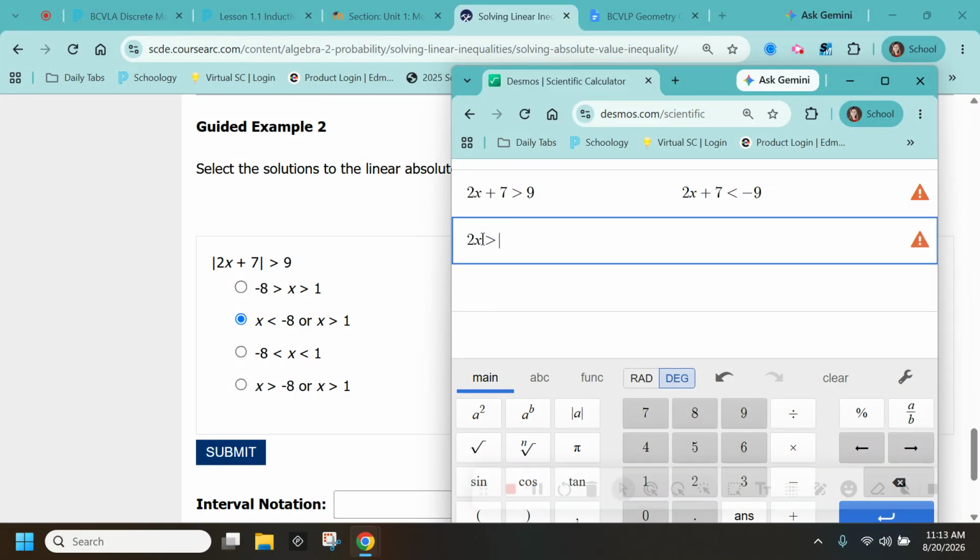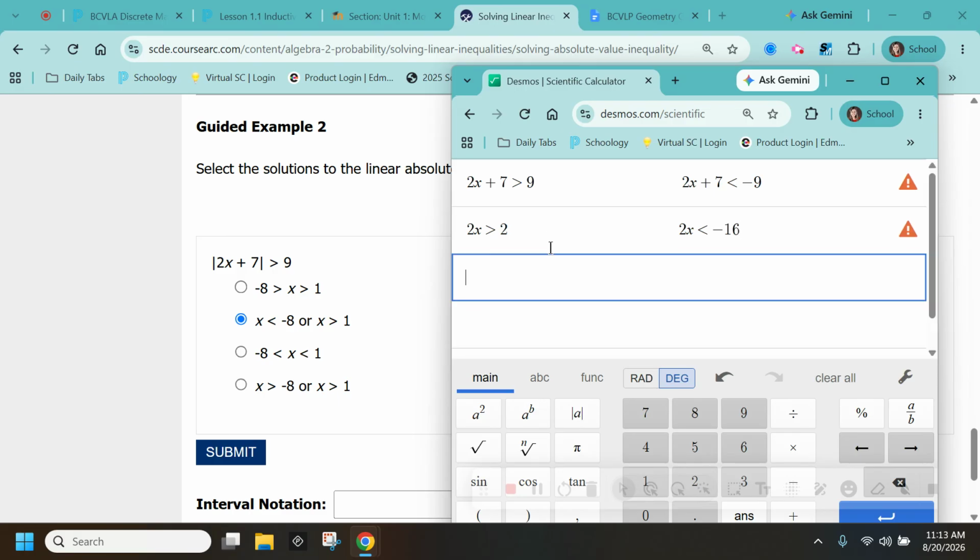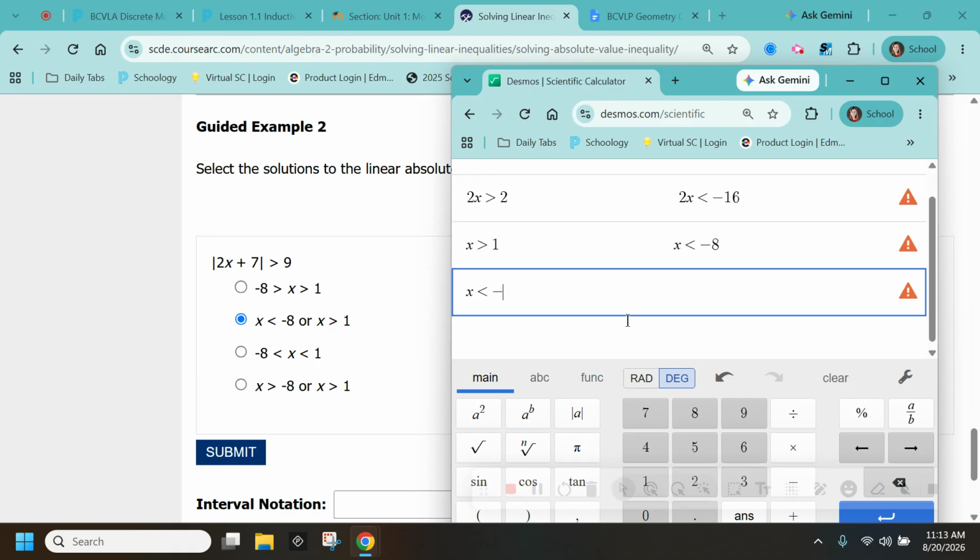Subtract 7 from both sides. 9 minus 7 is 2. And -9 minus 7 is -16. 2 divided by 2 is 1. -16 divided by 2 is -8. So x is greater than 1 or less than -8. We can also just rewrite that as x is less than -8 or it is greater than 1.